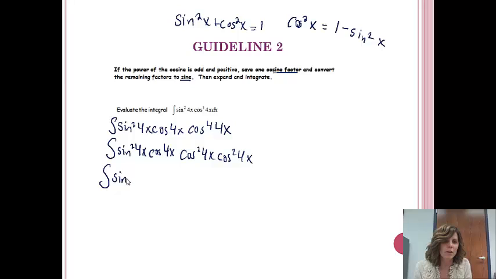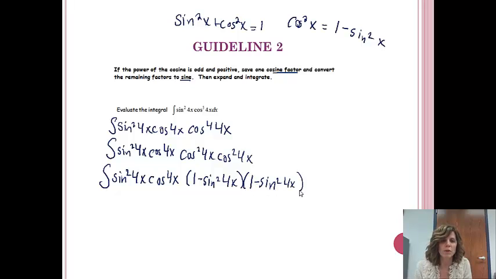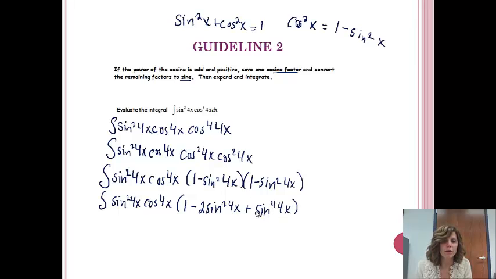So here we go. I've got sine squared 4x, cosine 4x, and then cosine squared 4x is equivalent to 1 minus sine squared 4x. And again, cosine squared 4x is equal to 1 minus sine squared 4x. All right, so first of all, I'm going to take care of my parentheses. So I'm just going to rewrite the sine squared 4x, cosine 4x. If I FOIL that out, I'm going to get 1 minus 2 sine squared 4x plus sine to the fourth 4x. All right, now I'm ready to take this term right here and distribute it to all 3 parts.